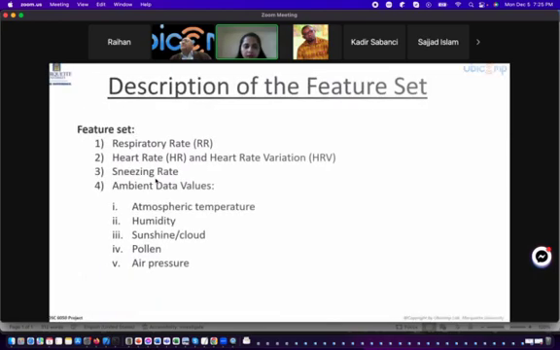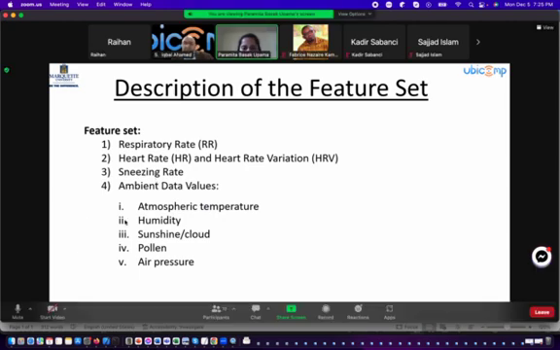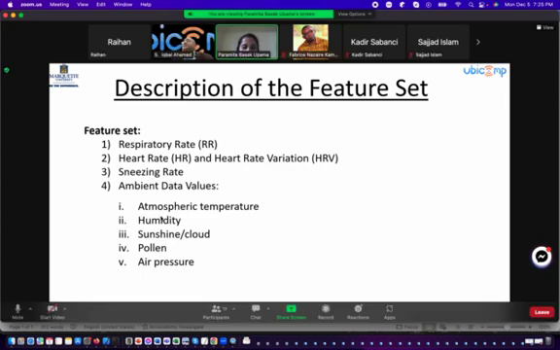Yeah, so Upama, you can go from here. Okay, thank you, Raihan. In the feature set, as Raihan told, we have the vital signs from human subjects, and we also have the ambient data parameters. We have the respiratory rate, heart rate, heart rate variation, and sneezing rate as vital signs. And in the weather data, we mainly are using atmospheric temperature, and the ups and downs in temperature of a specific day are also counted. The humidity level, the sunshine or cloudiness, the pollen count, air pressure, and so on.